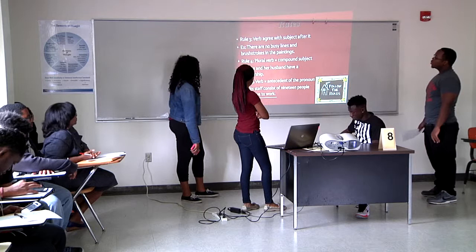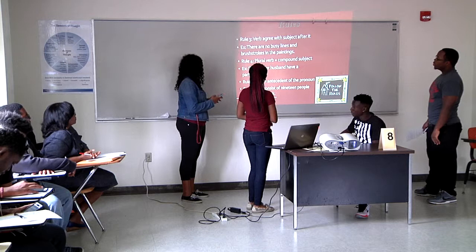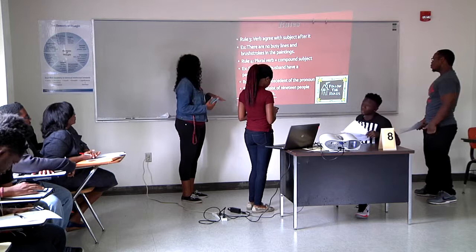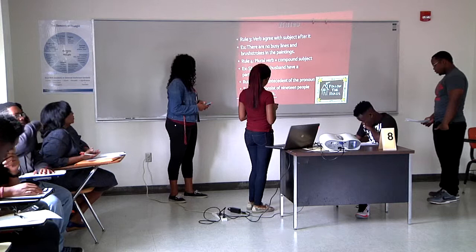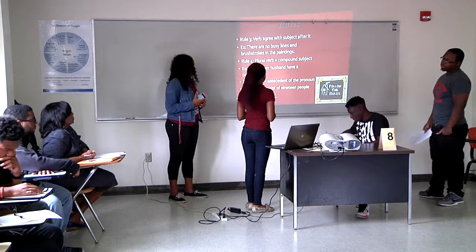Go ahead. Rule four, use a plural verb with a compound subject. So she and her husband have a partnership. She and her husband is the subject, and have is the verb. What's a compound? One more time. It's two subjects together to make one. Okay.